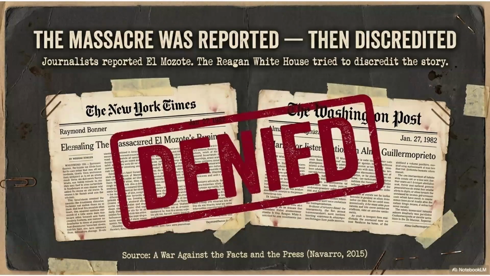The massacre was reported, but then discredited. In January 1982, two major journalists reported the massacre: Raymond Bonner in the New York Times and Alma Guillermoprieto in the Washington Post. So the information existed before March 18, 1982. But the Reagan administration pushed back. It tried to discredit the reports, suggesting they were exaggerated or politically motivated. Later investigation confirmed the massacre, but at the time, the administration's denial weakened the story's political impact.